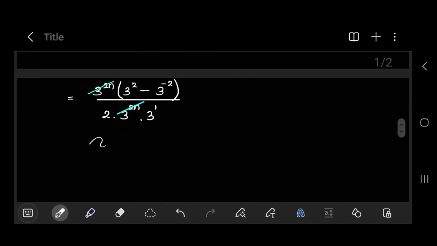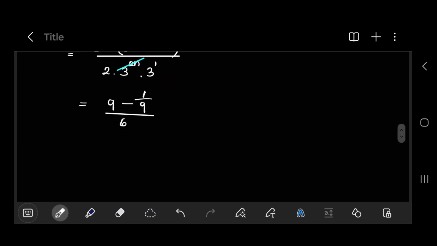So here's what we're left with. 3 squared is 9, minus 3 to the power negative 2 is 1 over 9, and 3 times 2 in the denominator is 6. So to simplify this, you can put the entire thing on your calculator. It will actually give you a simplified fraction that is going to be 40 over 27. That is your final answer.